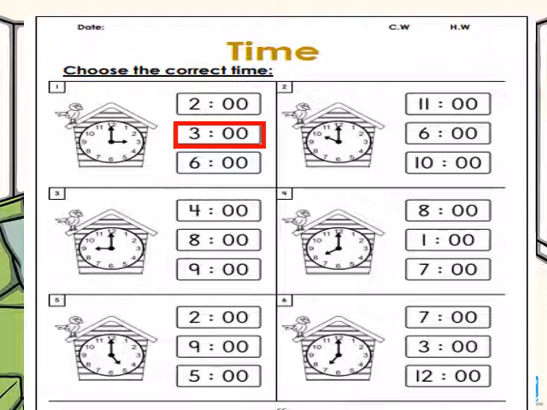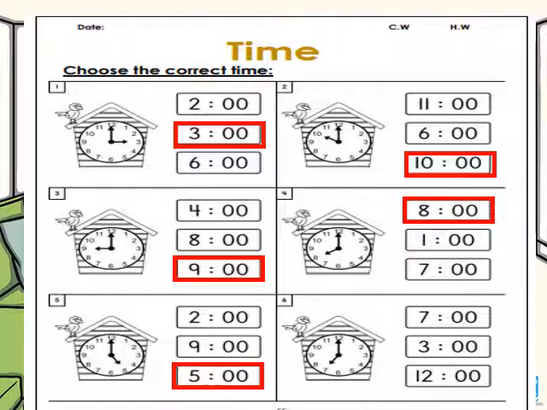Excellent. Second one is 10 o'clock. Which one is it? Perfect. Third one is, what time is it? 9 o'clock. Super, boys and girls. What about number 4? What time is it? 8 o'clock. And in number 5, the hour hand is pointing to 5 and the minute hand to 12, so it is 5 o'clock. Excellent. Last one, this is perfect, 7 o'clock.